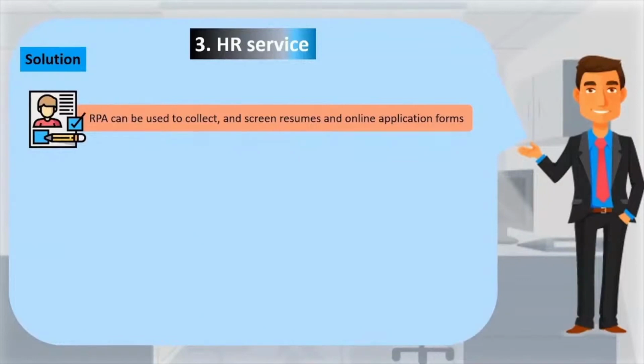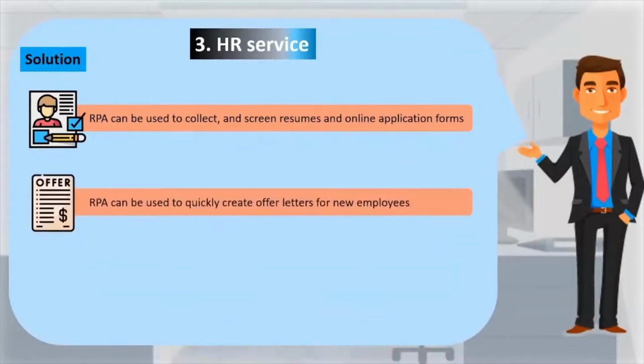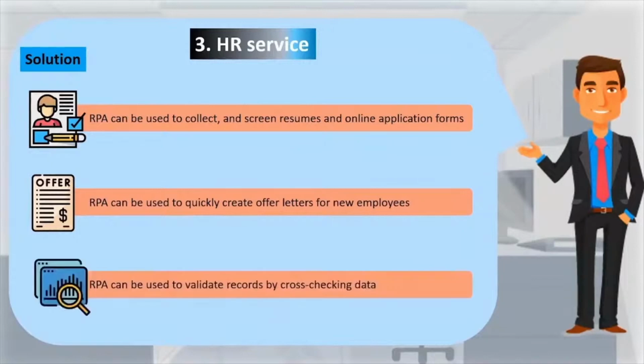This allows the best candidates to be shortlisted. RPA can be used quickly to create offer letters for new employees that are both personalized and accurate. It can also validate records by cross-checking data such as absentees reports against time logged in the corporate network and alerting when information is missing or inconsistent.